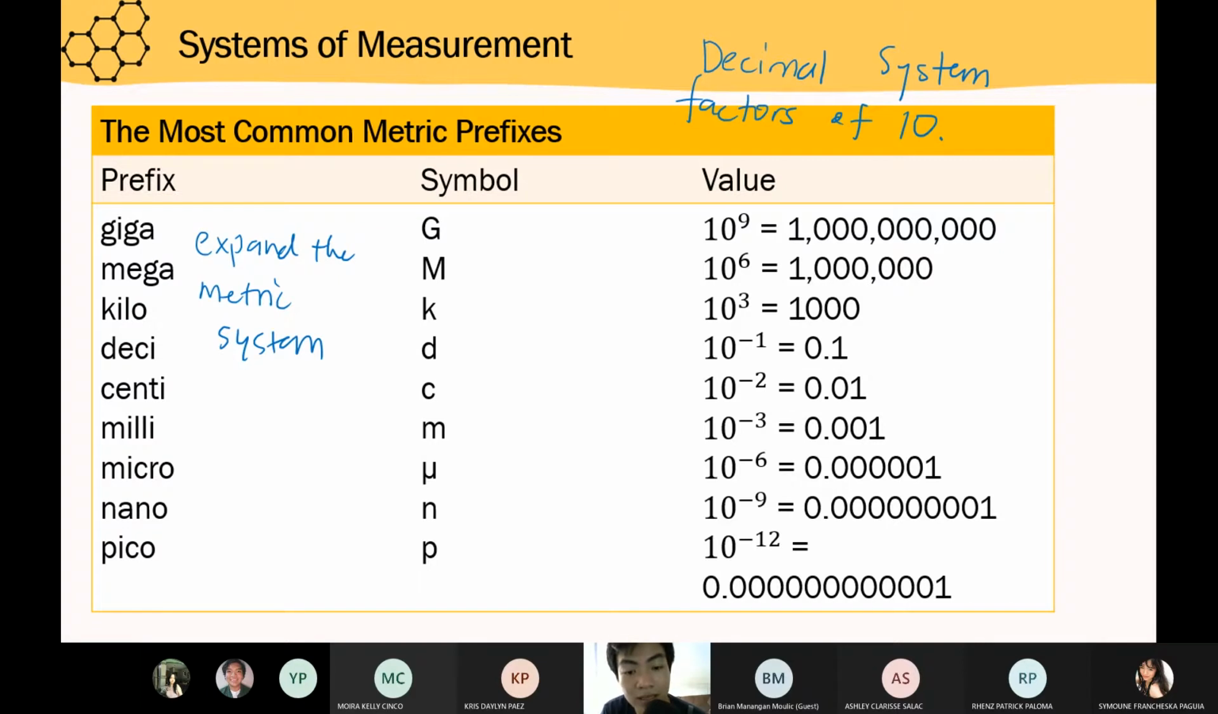Unlike in metric system, gagawin mo na lang, multiply mo sa 10, multiply mo sa 100, multiply mo sa 1,000, may equivalent na prefix lang na idadagdag ka. Okay? Kunwari, nag-1,000 ka na, 1,000 na gram, di kilogram na katumbas nun. 1,000,000 na gram, di megagram. No? 1,000,000,000 gram, di gigagram. No? So, ganun. So, yan, may pang-expand na tayo ng metric system natin.